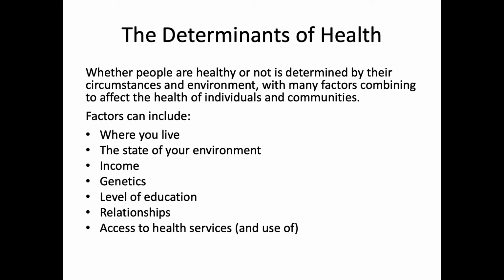For example, where you live, whether you live in a metropolitan setting or in regional or rural Australia. The state of your environment, so this can refer to things such as overcrowding or your living conditions. Your income, which is referencing, of course, socioeconomic status. Genetics, so keeping in mind in the biopsychosocial model, we haven't completely abandoned biological causes of disease, but we're trying to embed them within a more complex understanding of phenomenon. Level of education, relationships, and access to health services. So in the next few slides, we're going to speak to some of these in a bit more depth.